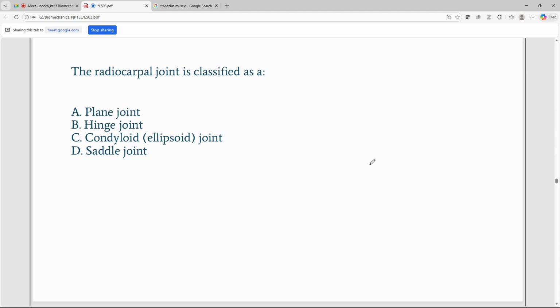Next question. The radiocarpal joint is classified as which of the following? Options are option A, plain joint, option B, hinge joint, option C, condyloid joint, option D, saddle joint. So what type of synovial joint is the radiocarpal joint?